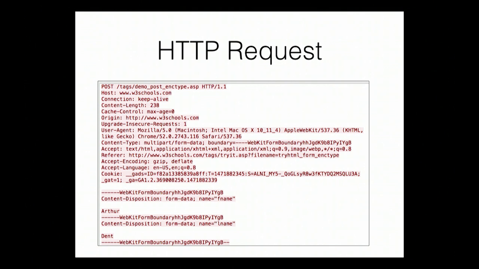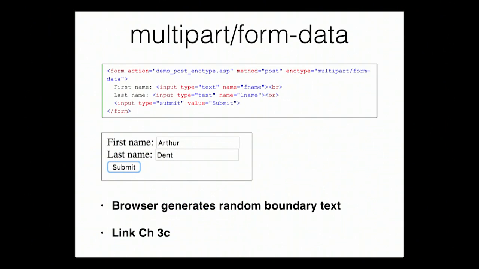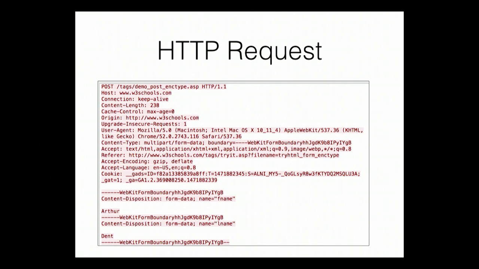Instead of just putting the data like name equals Arthur and something equals Dent like it would normally, it puts it in these weird delimited things. I don't know why this exists, but that's what you get with that type of request called multi-part form data. So it is a thing to be aware of. You'll see this weird stuff with randomly generated nonsense delimiters.